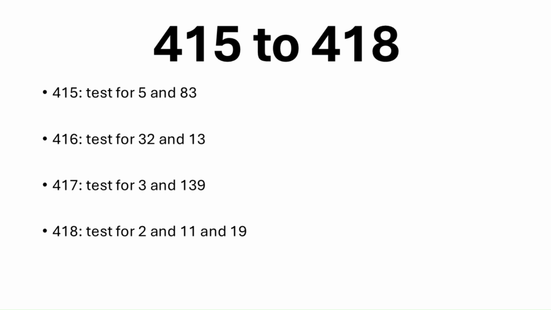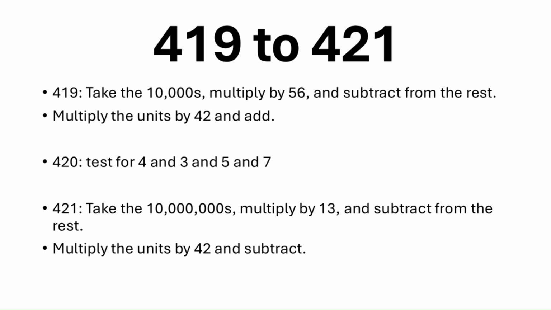418, test for 2 and 11 and 19. 419, take the 10,000s, multiply by 56, and subtract from the rest. Multiply the units by 42 and add. 420, test for 4 and 3 and 5 and 7.